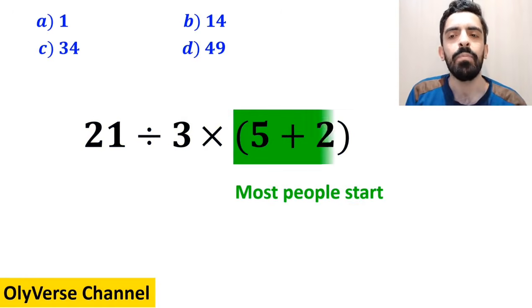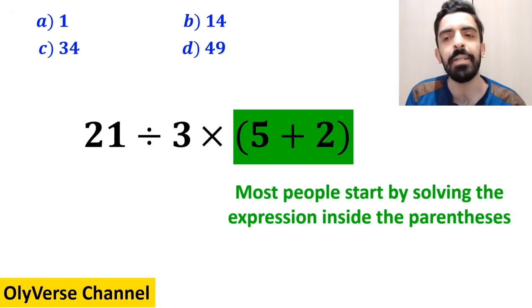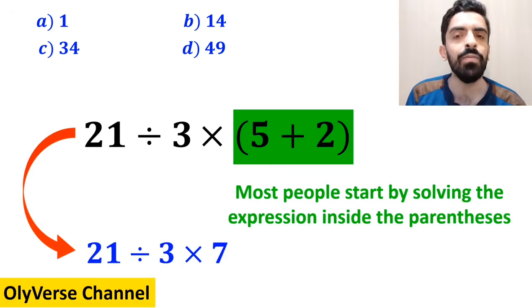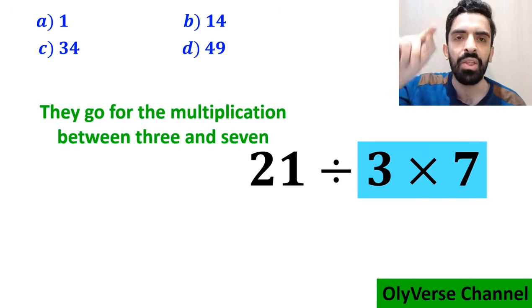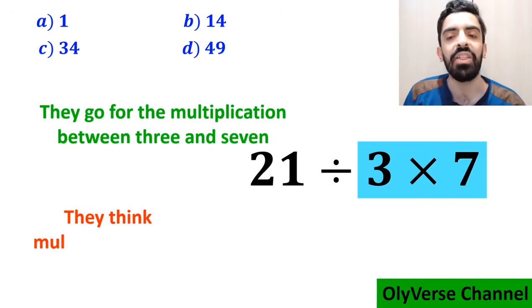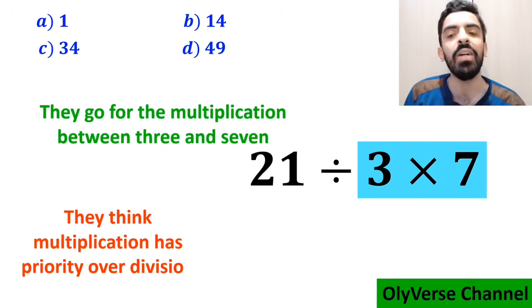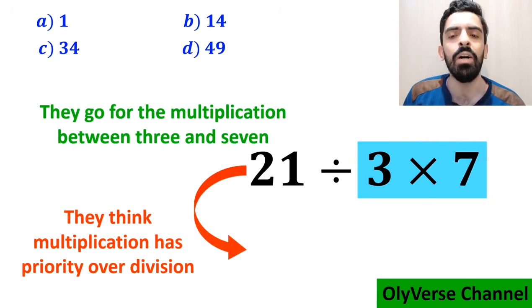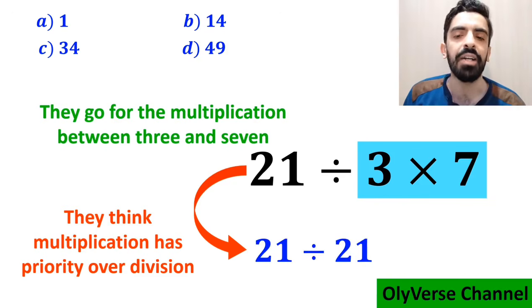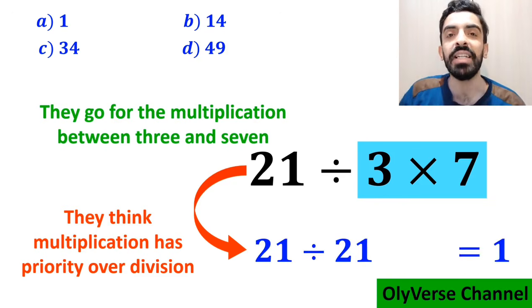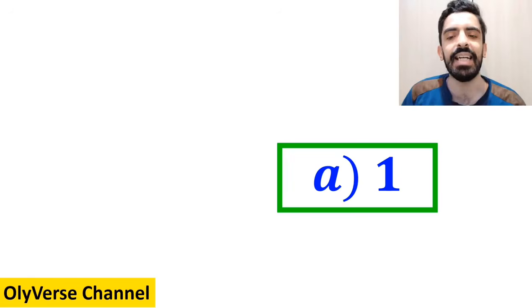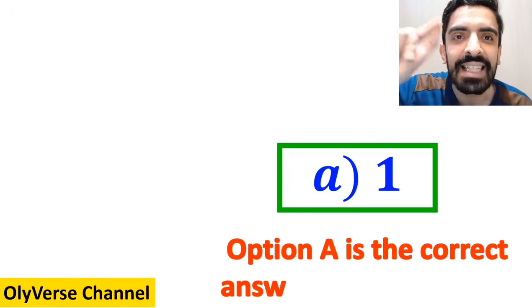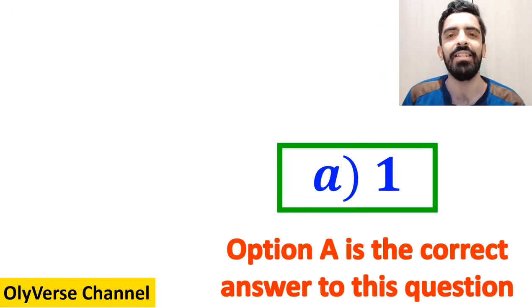In the first step, most people start by solving the expression inside the parentheses and replace it with 21 divided by 3 multiplied by 7. In the next step, they go for the multiplication between 3 and 7 because they think multiplication has priority over division. So, this expression simplifies to 21 divided by 21, which finally gives them the answer 1. And immediately, they quickly say that option A is the correct answer to this question.